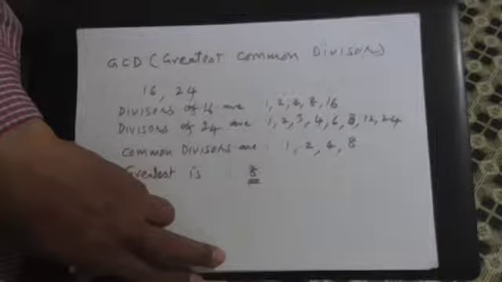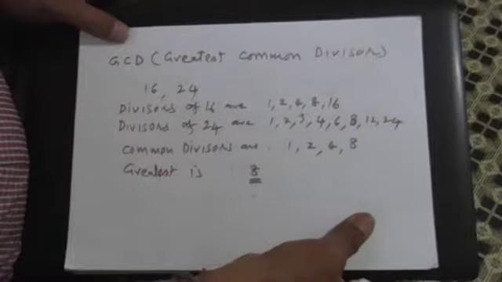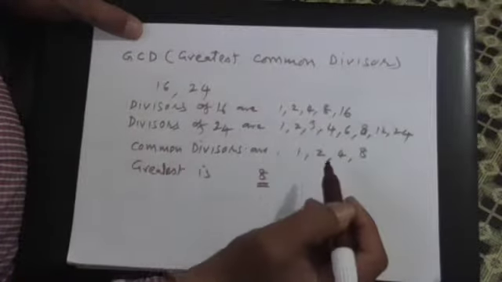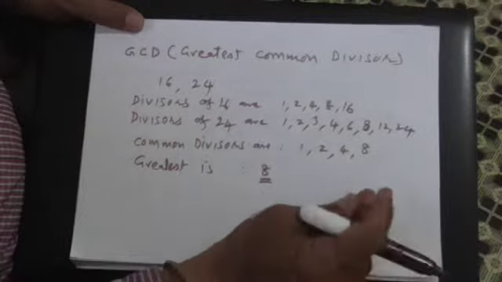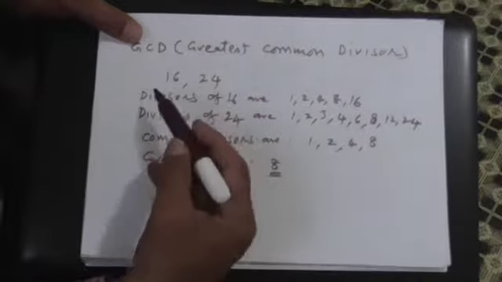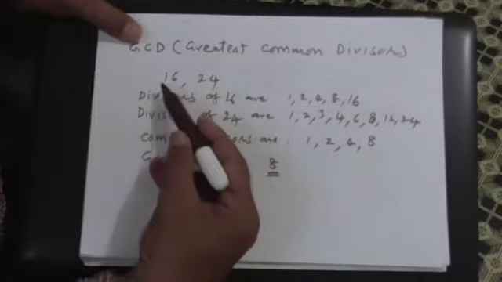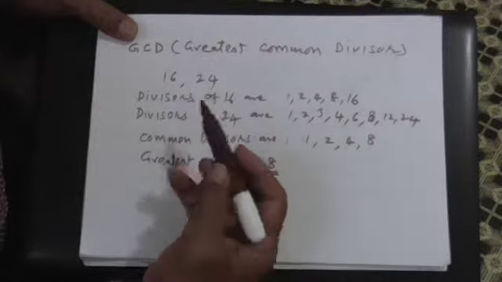Hello, good morning. Today we are going to discuss what is called the greatest common divisor, and also a C program based on our concept. Supposing the numbers we are considering are two positive numbers, 16 and 24. Only two numbers I am talking about.